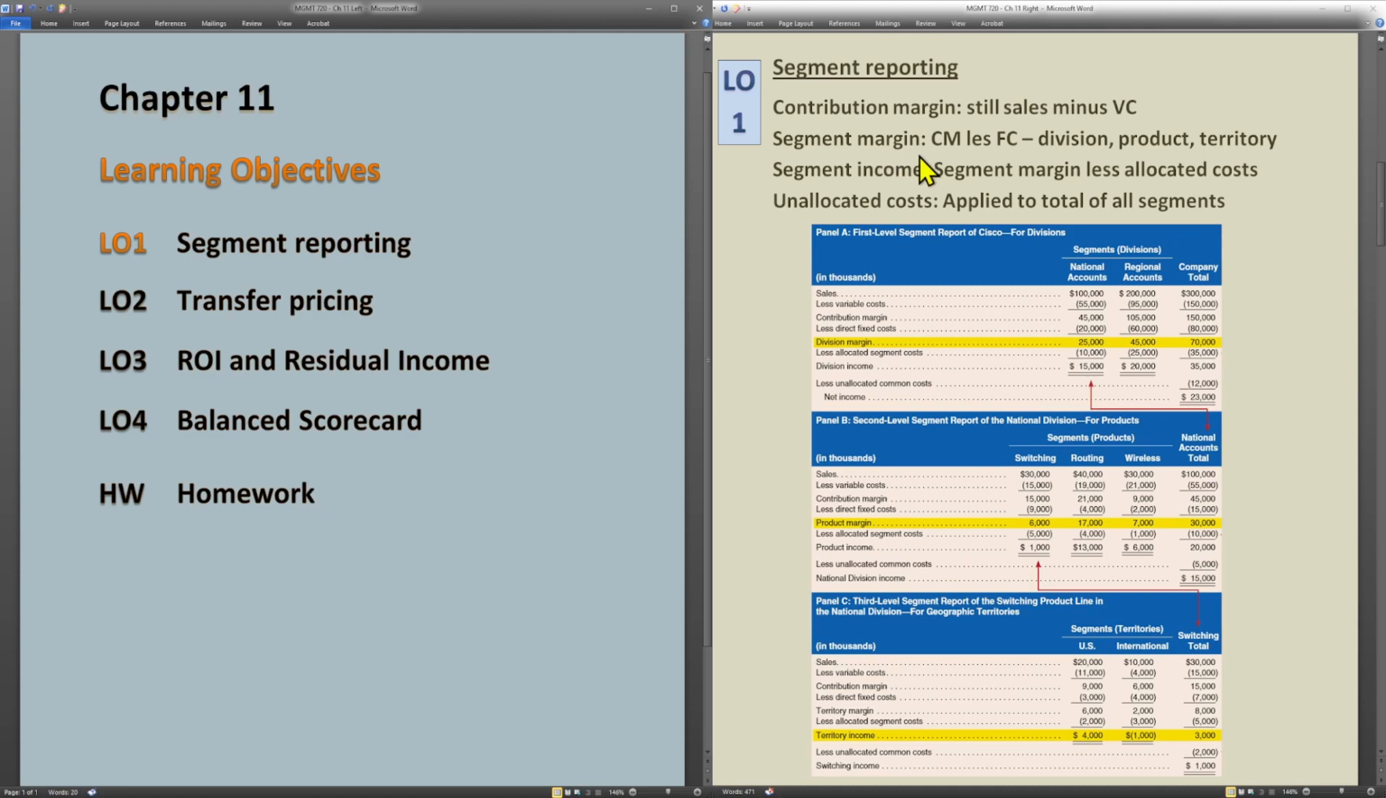And when we get to the homework, you'll see that all those homework problems are pretty easy in this area. It's just recognizing what they're asking for. Segment margin is the contribution margin less the direct fixed cost, and they could call that a division margin, a product margin, or a territory margin. And then the segment income is taking the segment margin less the allocated cost. So all we've done is add two extra layers. We've added a division margin and a division income, or product margin, product income, basically a segment margin and a segment income. And that's just different ways for us to take a look at things.